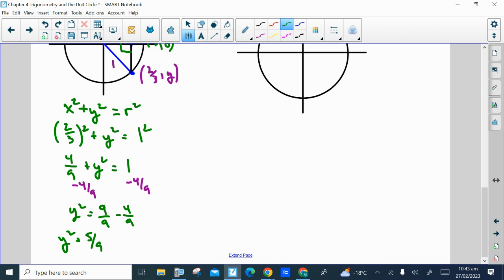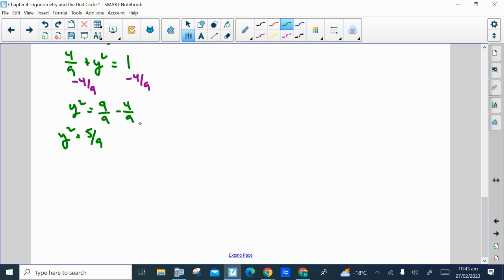And to get y by itself, you take the square root. And when you're solving an equation and you take the square root of both sides, there's always two answers, the positive and the negative. So it'll be plus and minus root 5 over root 9, which is 3. So there's the two y values. The y value in quadrant 1 will be the positive root 5/3, and in quadrant 4, that'll be the negative root 5/3.